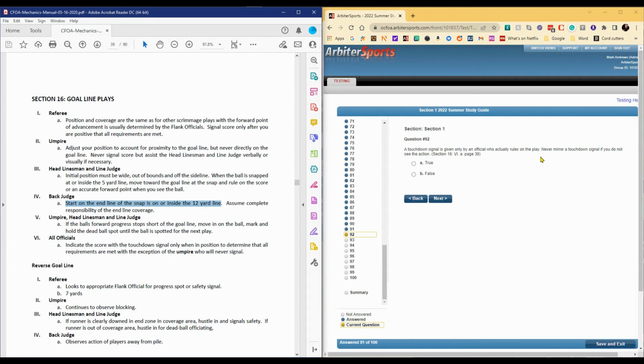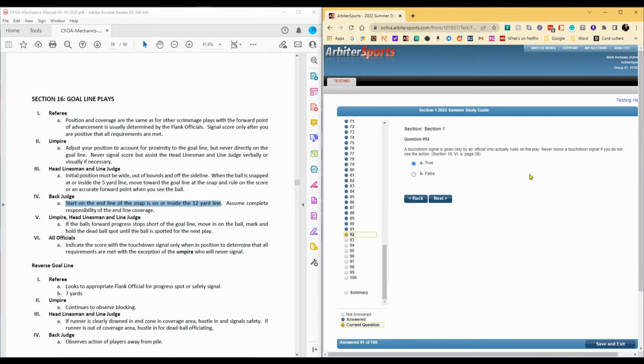And sometimes your umpire can help you with just a nod or a signal, but he's not going to rule a touchdown or not. So for the purposes of the test, this is true. Again, this is something that you want to discuss in your pregame and make sure that everybody's on the same page. All right, move on.